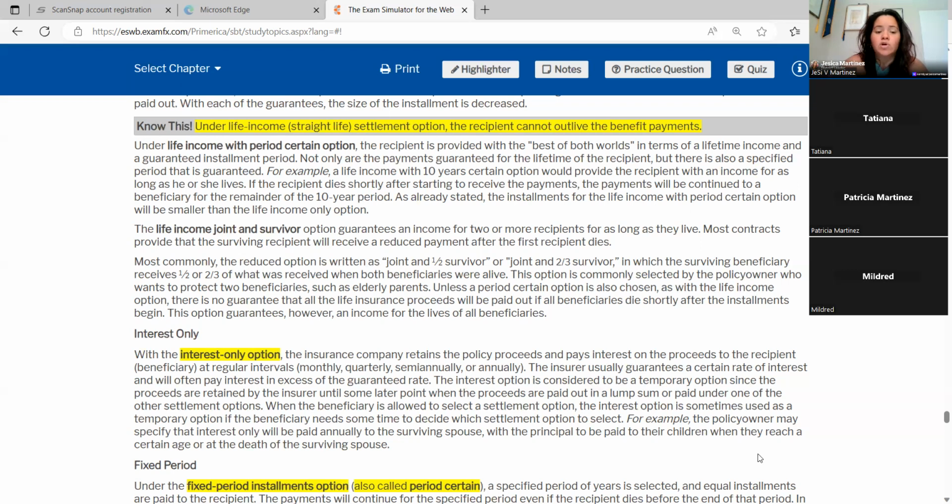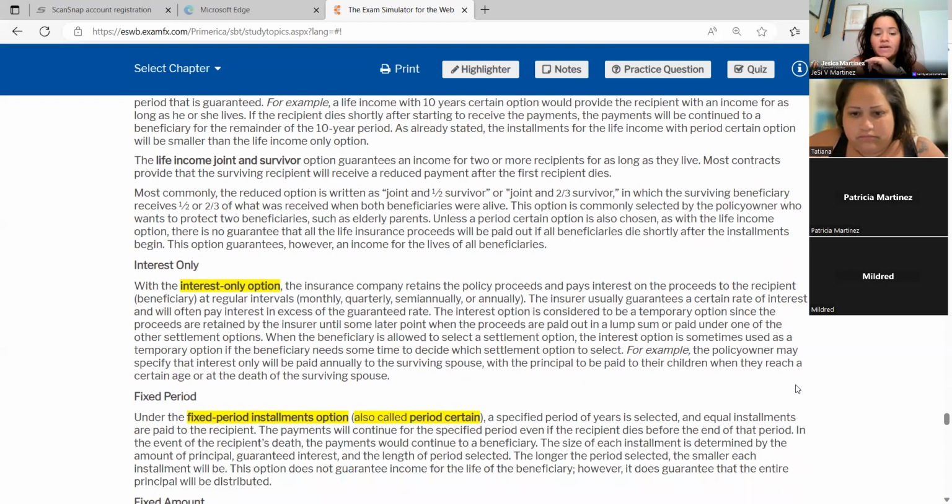Interest only. So with this option, the insurance company retains the policy proceeds and pays interest on the proceeds to the recipient beneficiary at regular intervals. It could be monthly, quarterly, semi-annually, or annually. The insurer usually guarantees a certain rate of interest and will often pay interest in excess of the guaranteed rate. The interest option is considered to be a temporary option since the proceeds are retained by the insurance company until some later point when the proceeds are paid out in a lump sum or paid under one of the other settlement options. So interest only can only be for a limited amount of time that you're getting the interest, but then eventually they're going to pay you, you're going to have to pick another kind of settlement option for it.